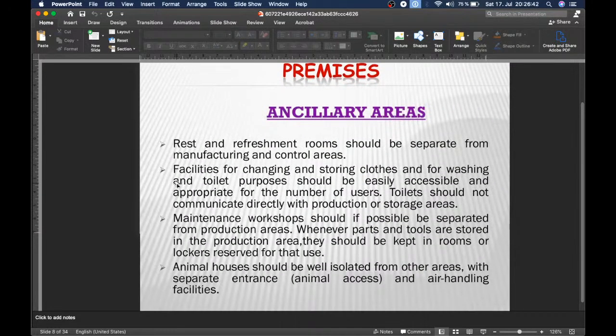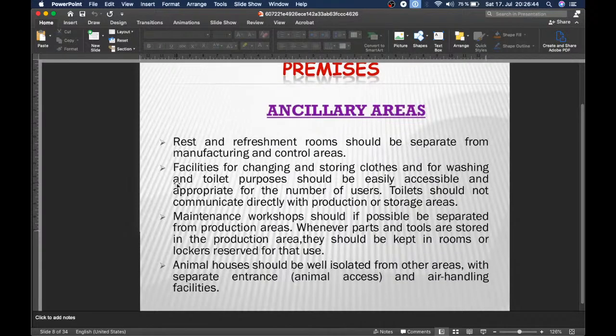Okay, then comes your ancillary areas, which includes your refreshment and restroom, that should be separated from your manufacturing and control areas. So this has to be maintained also in our industry. Nowadays in India, it's not given so much importance. But I was also working in the farmlands, in the agriculture areas.